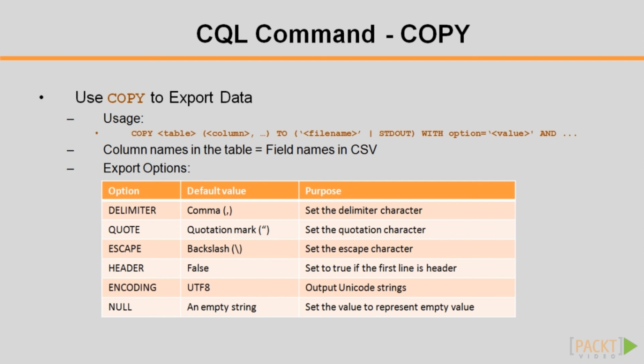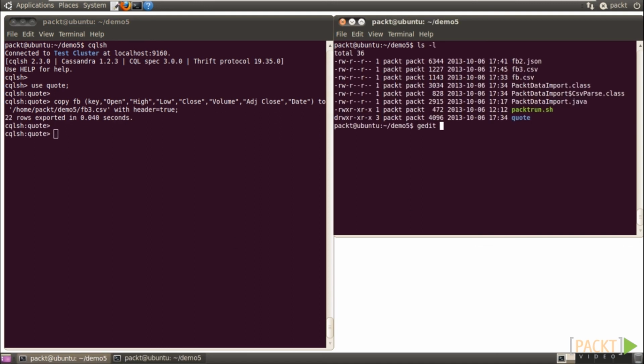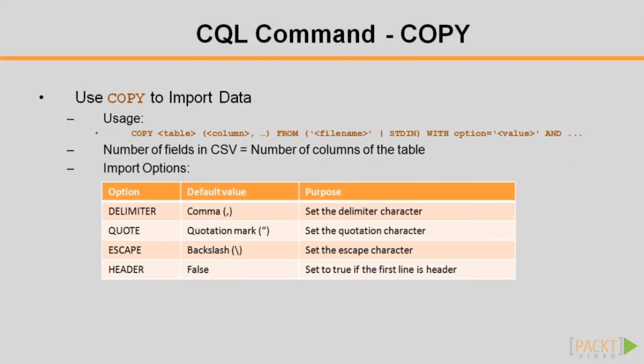Okay, let's see how to export the data in the FB table to a CSV file called fb3.csv with a slightly different order of the columns. Open CQLSH. Use the keyspace. Type the copy command statement as shown on the screen. Pay attention to the sequence of the columns in the parentheses. The date column is put last. 22 rows were exported. Let's check the contents of fb3.csv. gedit fb3.csv. So each column is delimited by comma, and the date is the last column of each row.